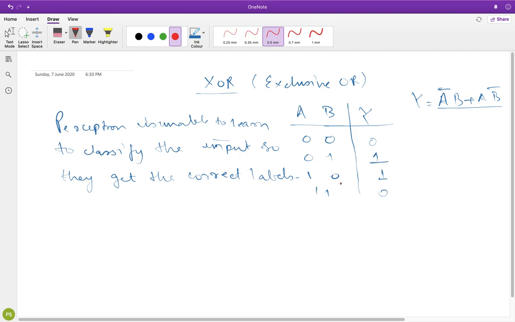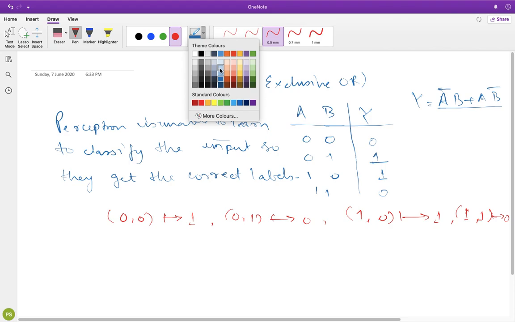So we can write this as a mapping. For example, 0 0 goes to 1, 0 1 goes to 0, 1 0 goes to 0, and 1 1 obviously goes to 0.